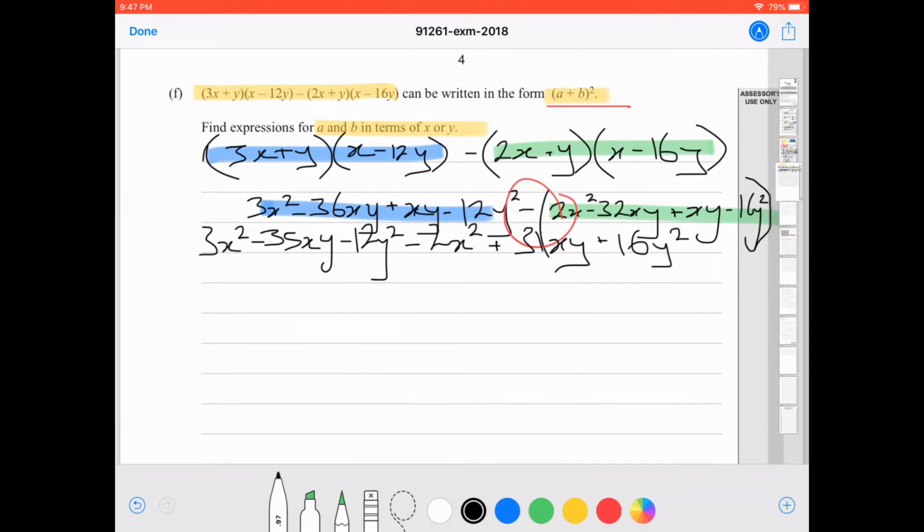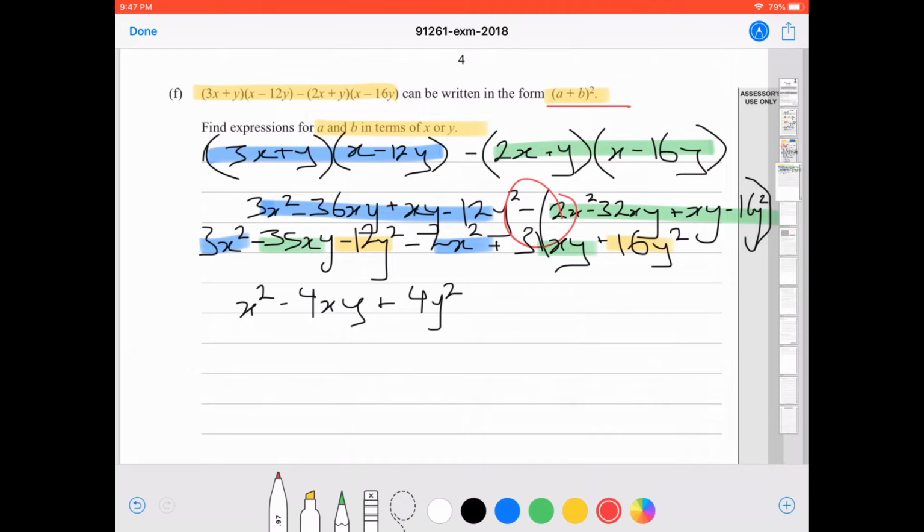Okay, so let's collect like terms again. We've got terms with x squared, terms with xy and terms with y squared. So it becomes x squared, negative 35xy plus 31xy is negative 4xy, and negative 12y squared plus 16y squared is positive 4y squared. Okay, so we've narrowed it down into this expression here.